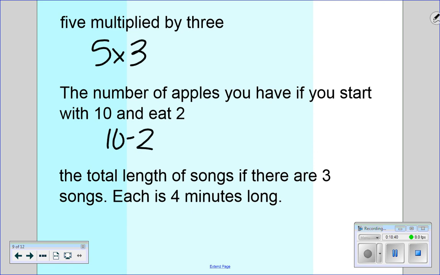The total length of songs. There are 3 songs, and each is 4 minutes long. So I want to know the total amount of time it's going to take me to listen to these songs. How can I figure that out, Gabe? 3 times 4. That's it. You don't even have to solve them. You just write this out. Okay? All right, any other ones that I'm missing here?